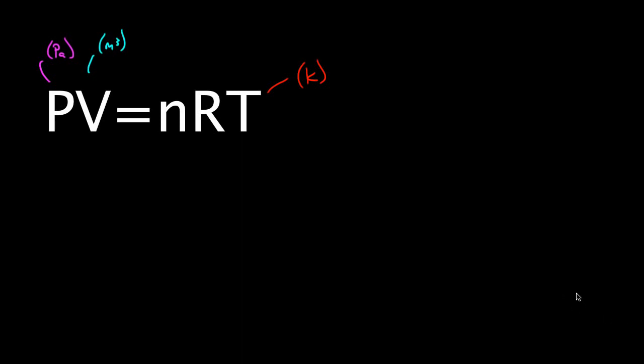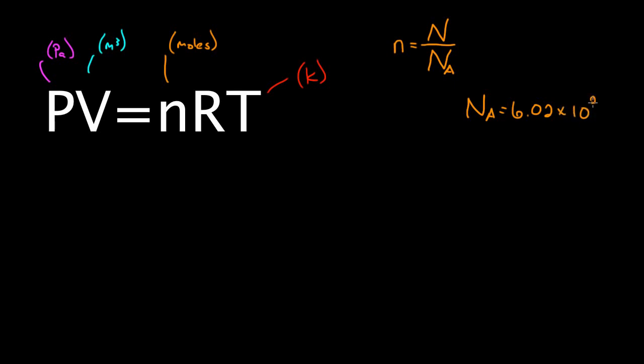And little n, remember, little n is the number of moles of the gas. And if you forgot what moles are, n, the number of moles, is defined to be capital N, the total number of molecules in the gas, divided by a constant, and that constant's called Avogadro's number. And if you forgot, Avogadro's number is 6.02 times 10 to the 23rd, and there's that many molecules per mole. So what we mean by 1 mole of a gas is 6.02 times 10 to the 23rd molecules.